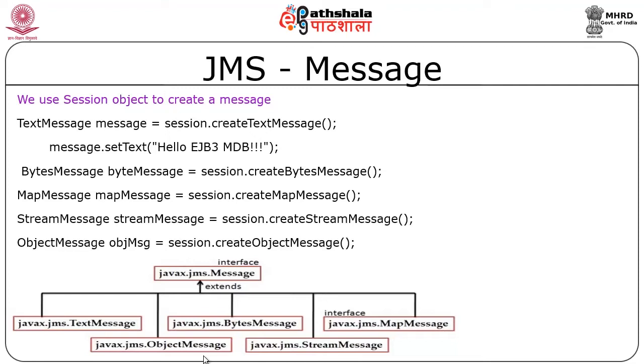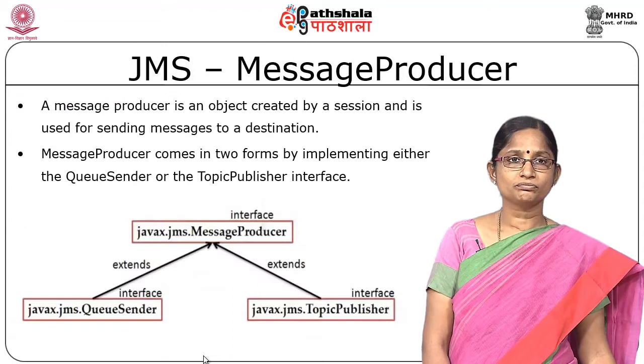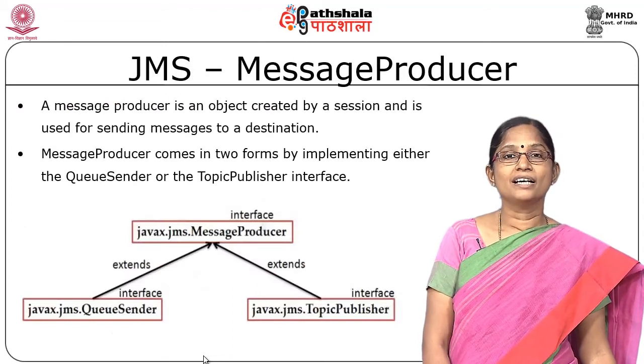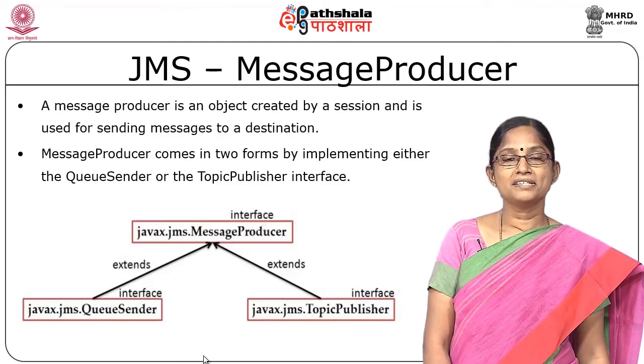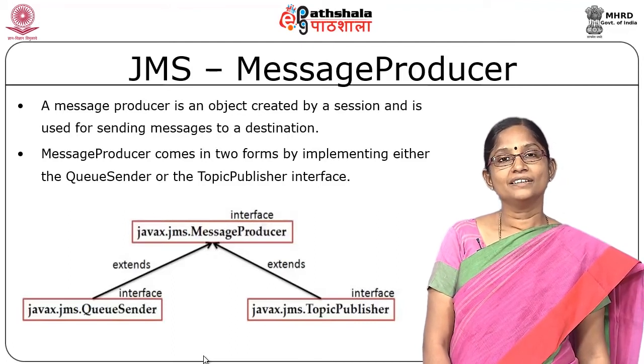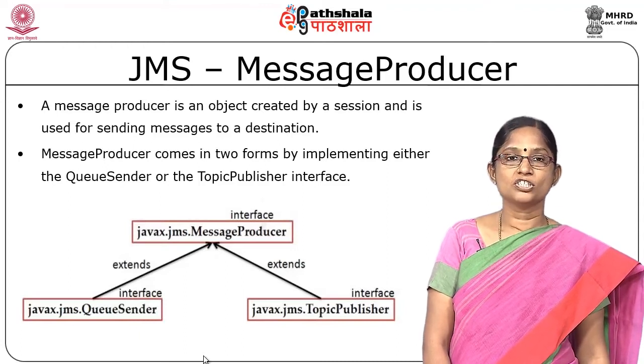If we go through the message interface, this message interface has been extended by 5 different messages, that is text message, byte message, object, stream and map message. All of these are subclasses of this message superclass. Now, we have seen that the message producer produces the message and places it in the destination. On the other hand, message consumer consumes this message from the destination. This is what we have seen earlier in the programming model.